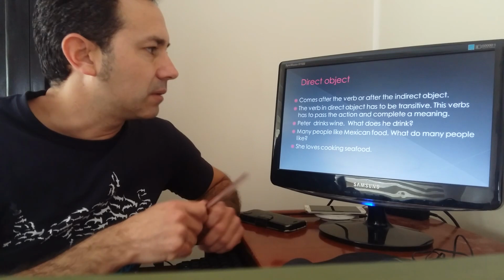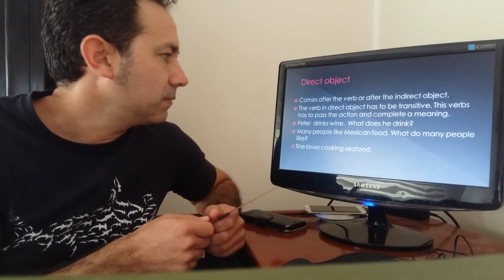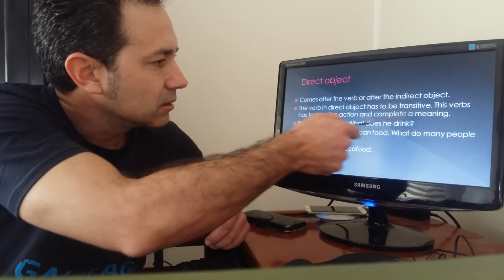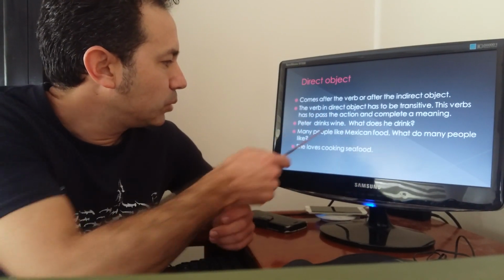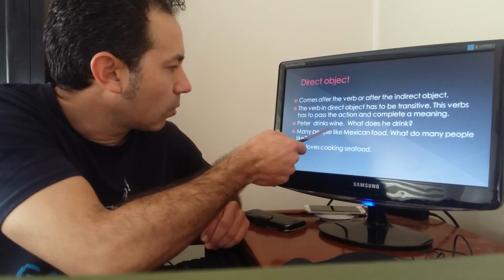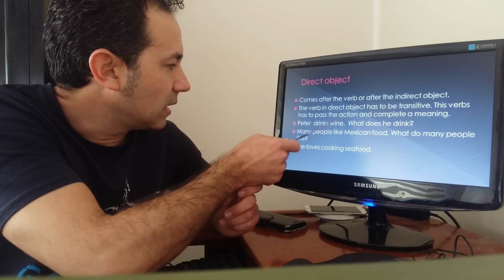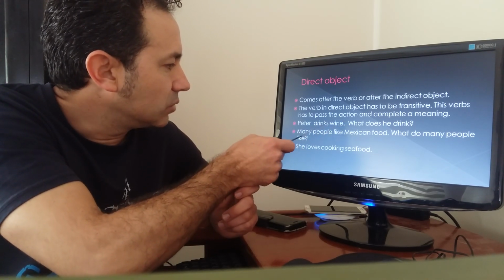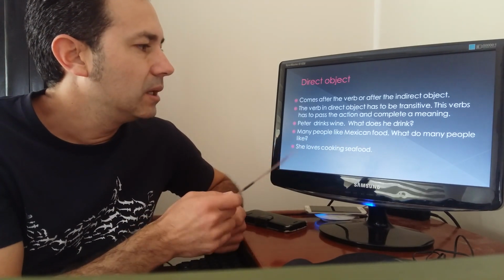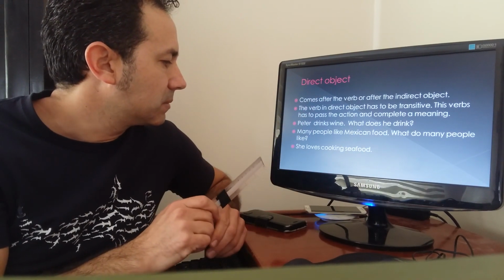What comes after the verb, as we already said. The verb in a direct object sentence has to be transitive. The verb has to pass the action and complete a meaning. So: Peter drinks wine. What does he drink? Wine. Wine is the direct object. It is receiving the action of the verb drinks. Okay? Many people like Mexican food. What do many people like? Mexican food will be the direct object.